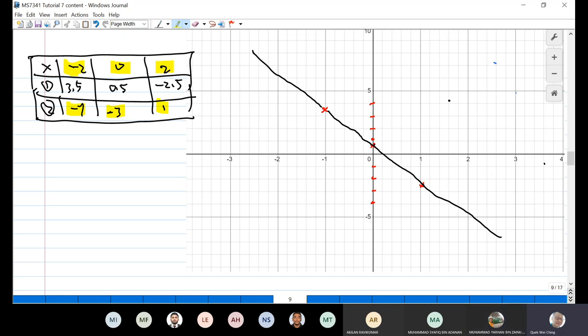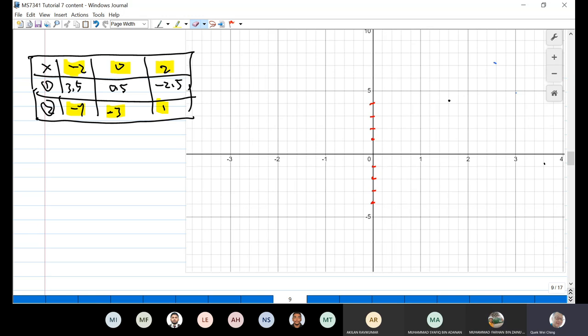Did I make a mistake somewhere? Okay, I made a mistake somewhere there. It's not very good. I realized I made a mistake, so let me withdraw and draw again.